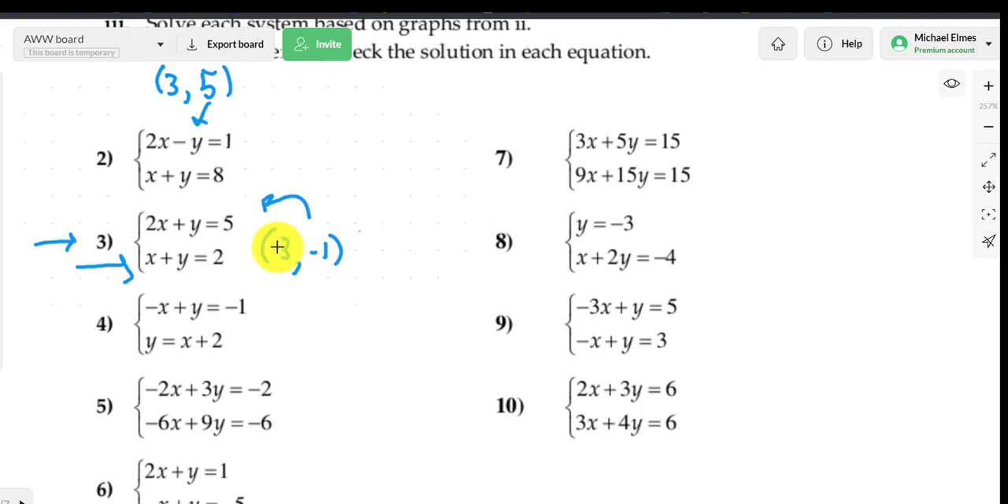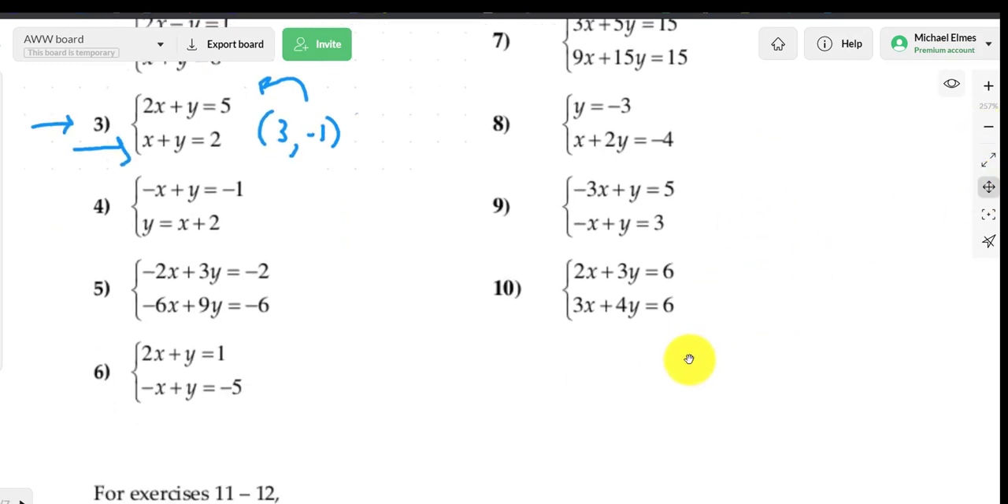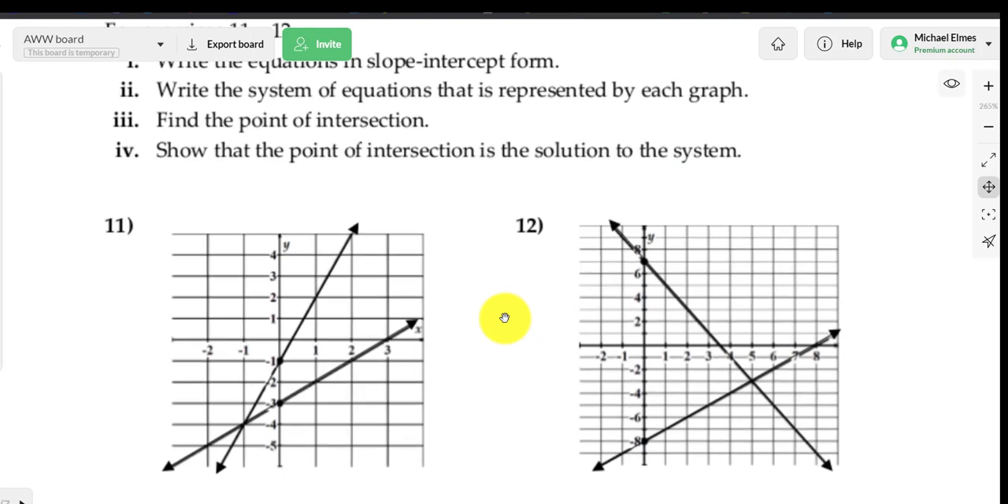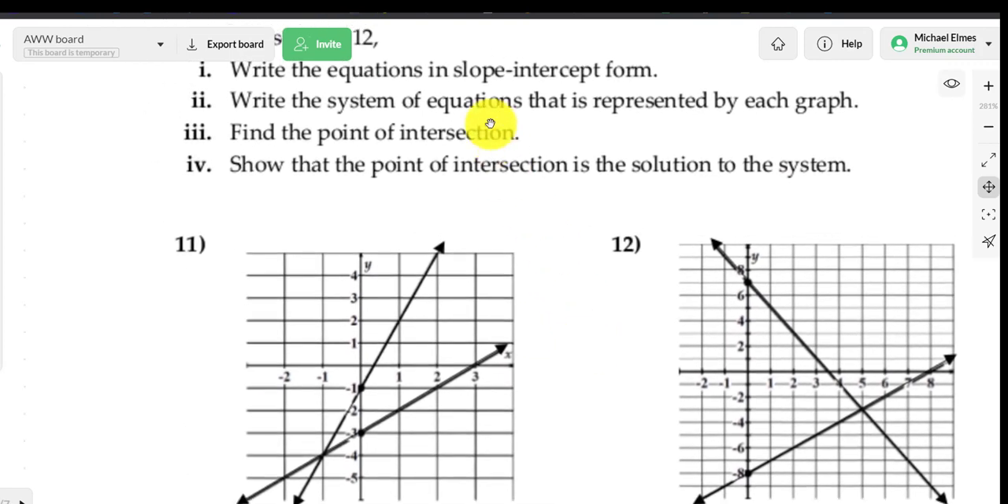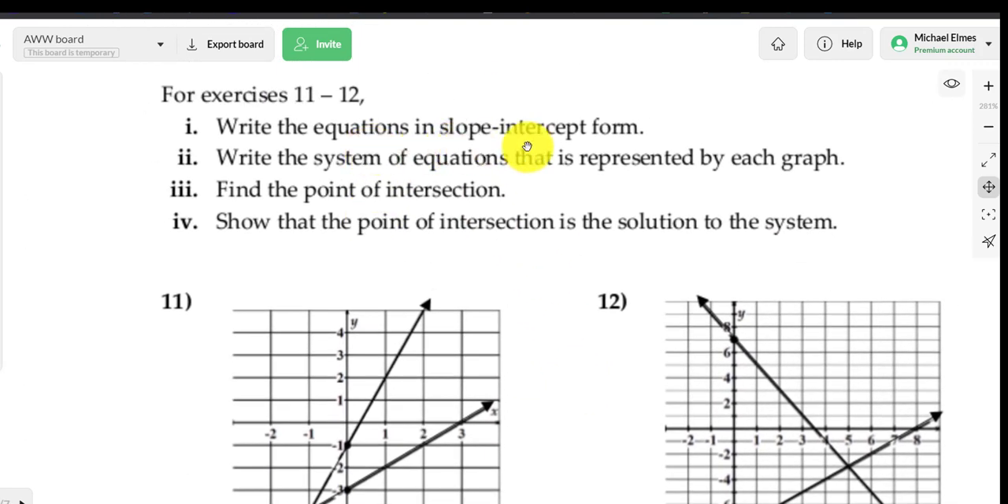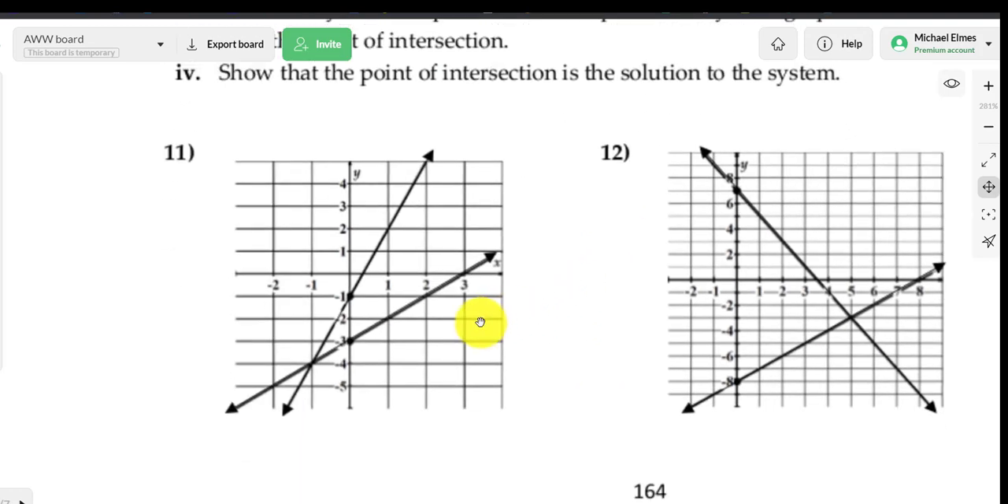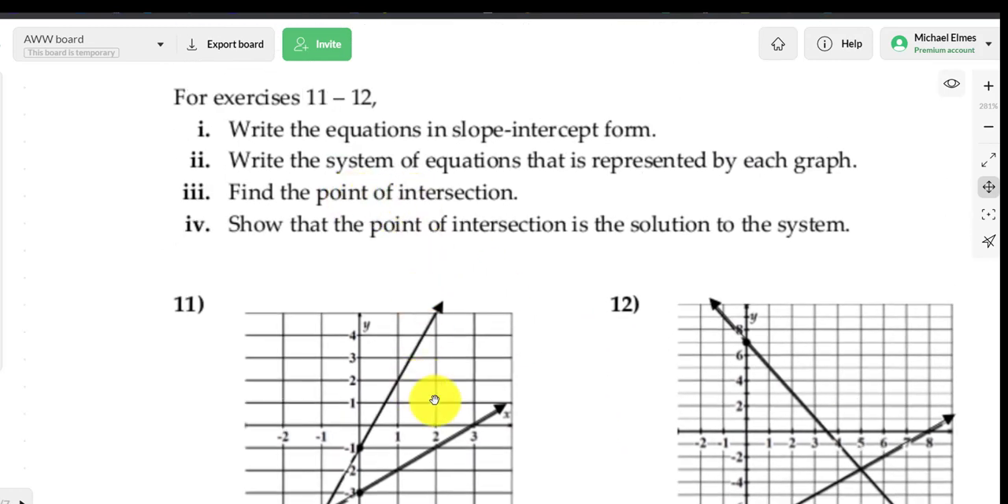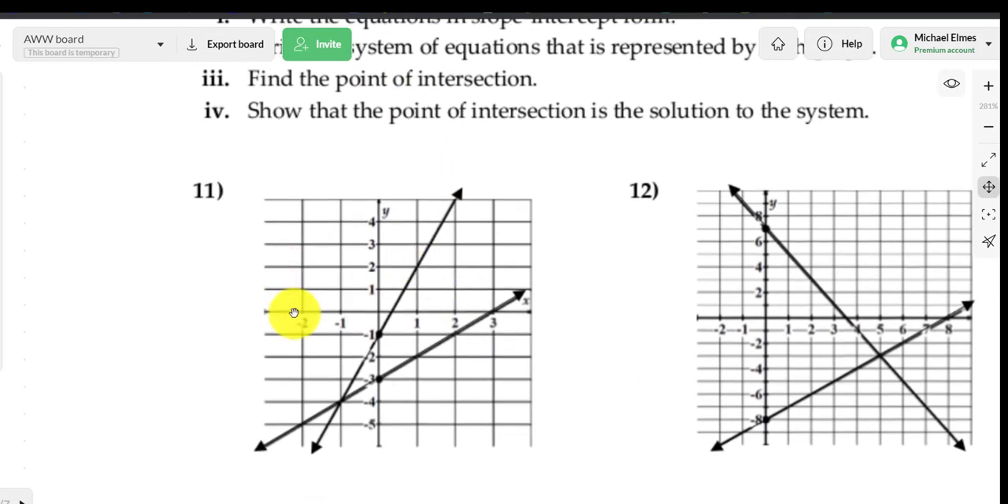Okay. Toward the bottom of this page, they give you graphs and they ask, can you write the equation of the line in slope-intercept form? And can you write the system of equations that represents this graph? So yeah, all right, let's do it.